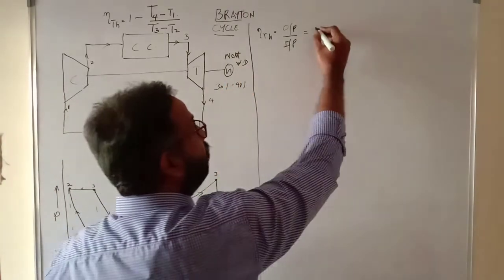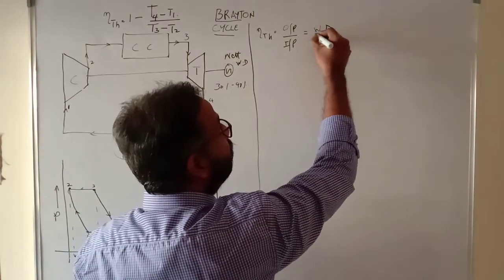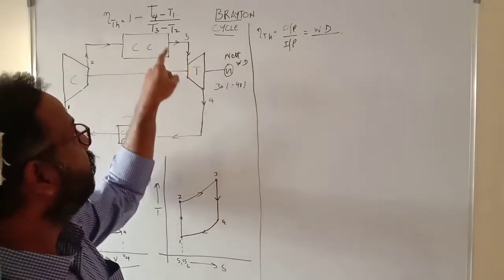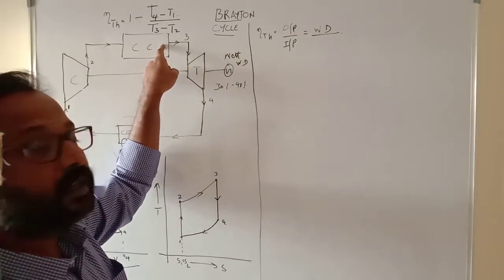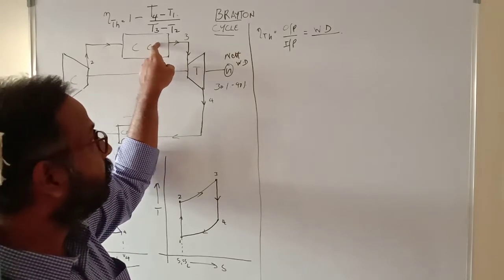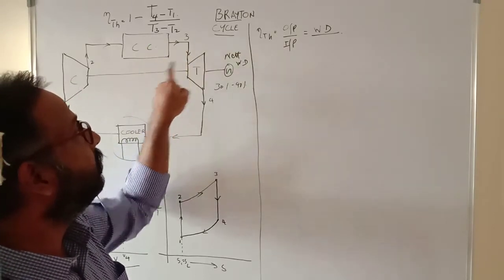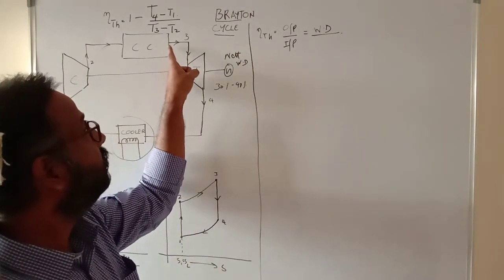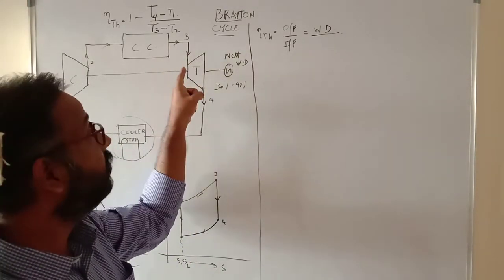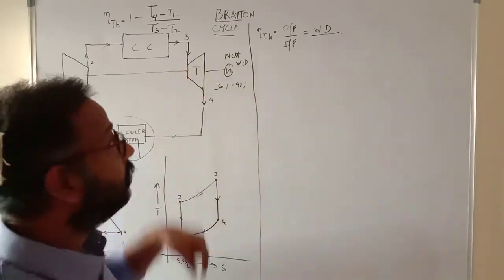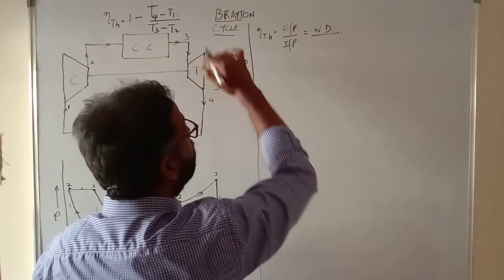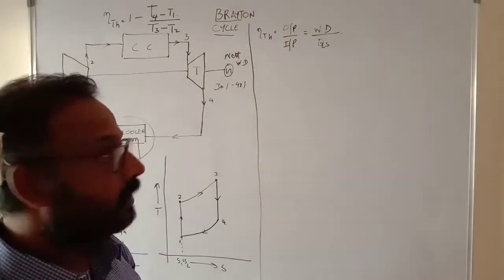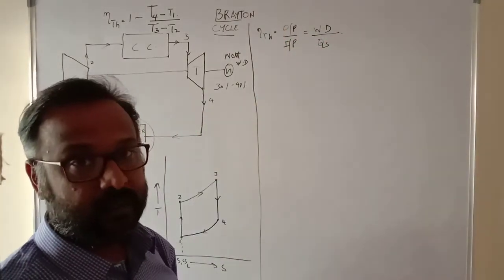So I can write that the output is nothing but the work done, divided by the input. Now the input is nothing but the heat that is coming out of the combustion chamber. The input to the turbine is the heat energy developed by the combustion chamber and fed into the turbine. So the input is how much amount of heat is supplied into the turbine. That I will denote by QS.